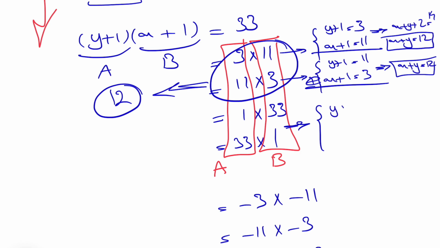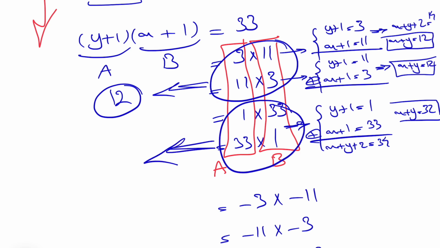If y plus 1 is 1 and x plus 1 is 33, if we add these two, we get x plus y plus 2 equal to 34. That means our x plus y is 32. We get the same answer for the second combination too, where we have a as 33 and b as 1. So the other answer is 32.